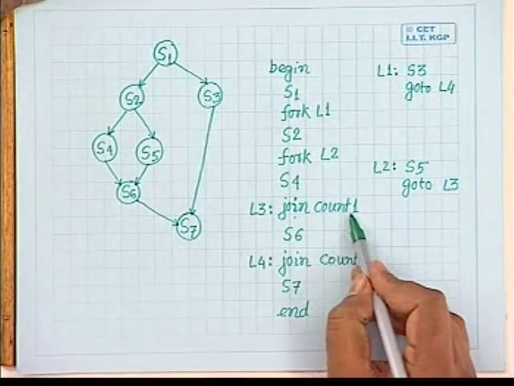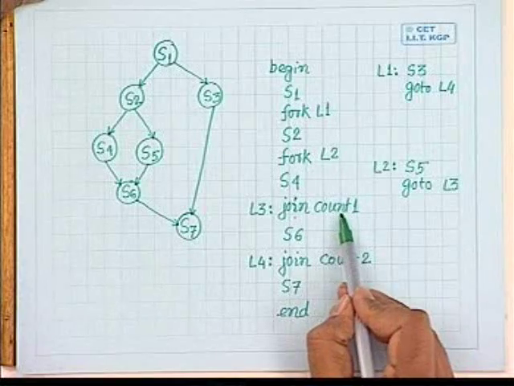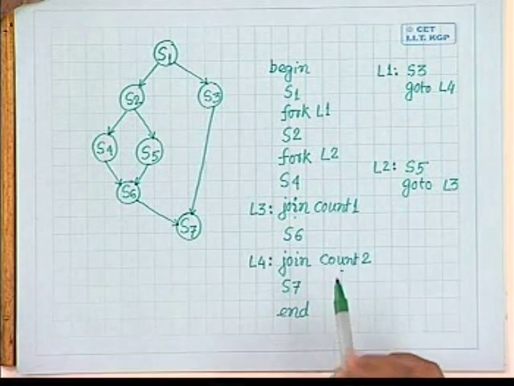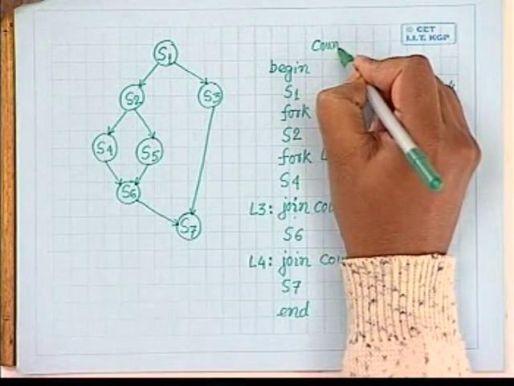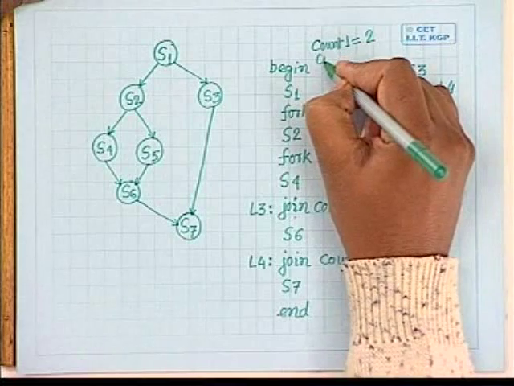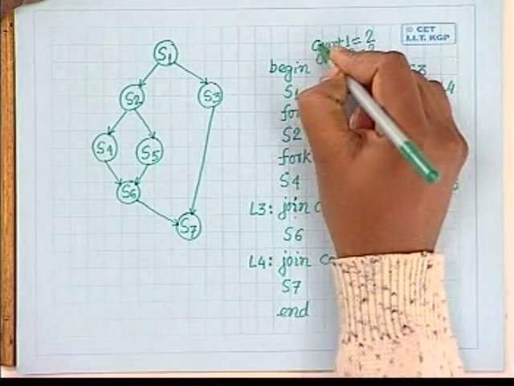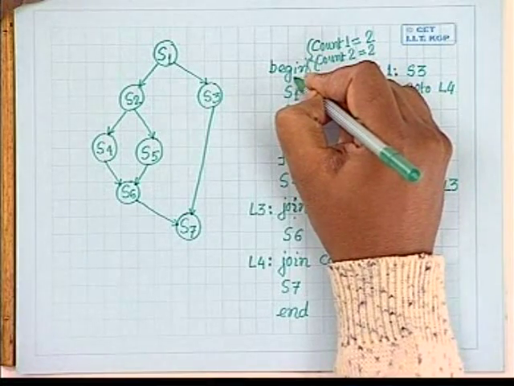So you find that I have to have two count variables, count 1 and count 2. This join statement combines two processes. This join statement also combines two processes. That means both count 1 and count 2 have to be initialized to value 2. So here I have count 1 equal to 2, count 2 also equal to 2. This initialization has to be done here.